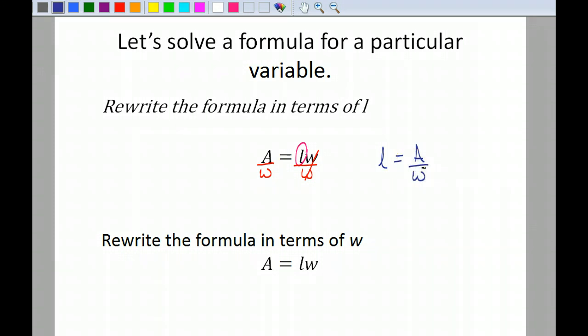Now I'd like for you to pause for a moment, and I want you to solve the equation in terms of W. Okay, so when you did this one, I'm hoping that you circled your W so you could remember that that's the variable that you wanted to get by itself. Then you divided both sides by L, and then W is equal to the area.